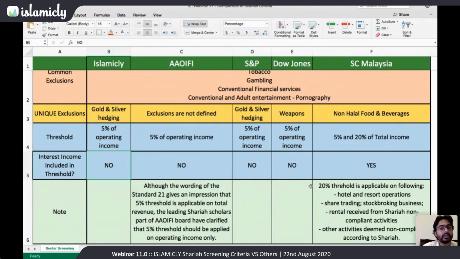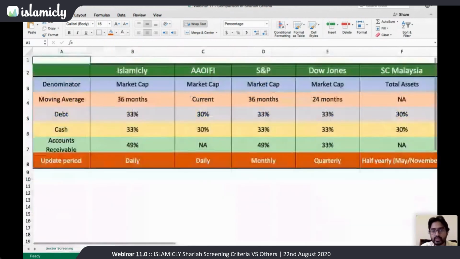Right? So sector screening criteria across all Sharia standards is almost the same, leading to very few differences in the ultimate result of whether a stock is compliant or not according to all of these criteria. The main difference why a stock is classified differently across these Sharia standards is because of its financial ratios. Let's look at those.